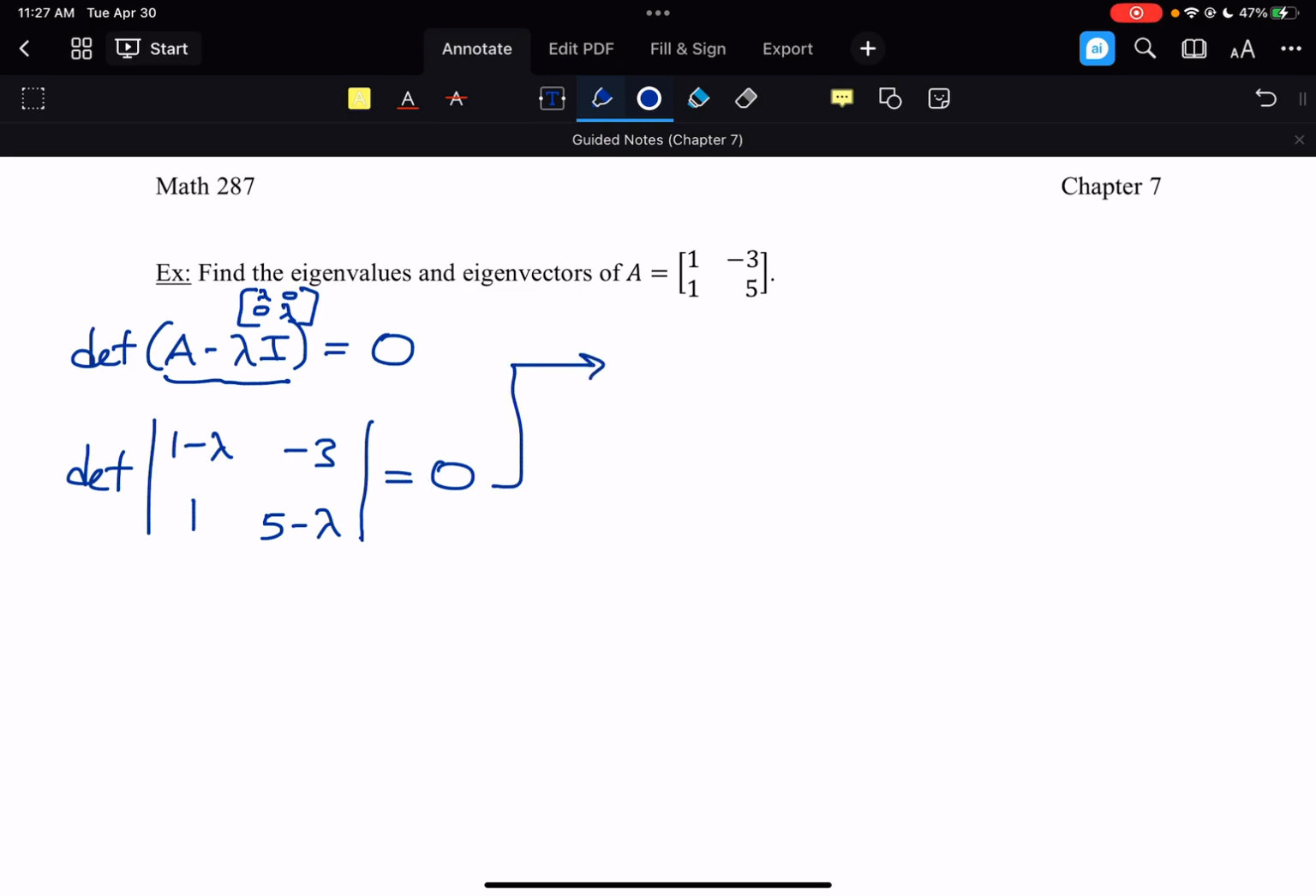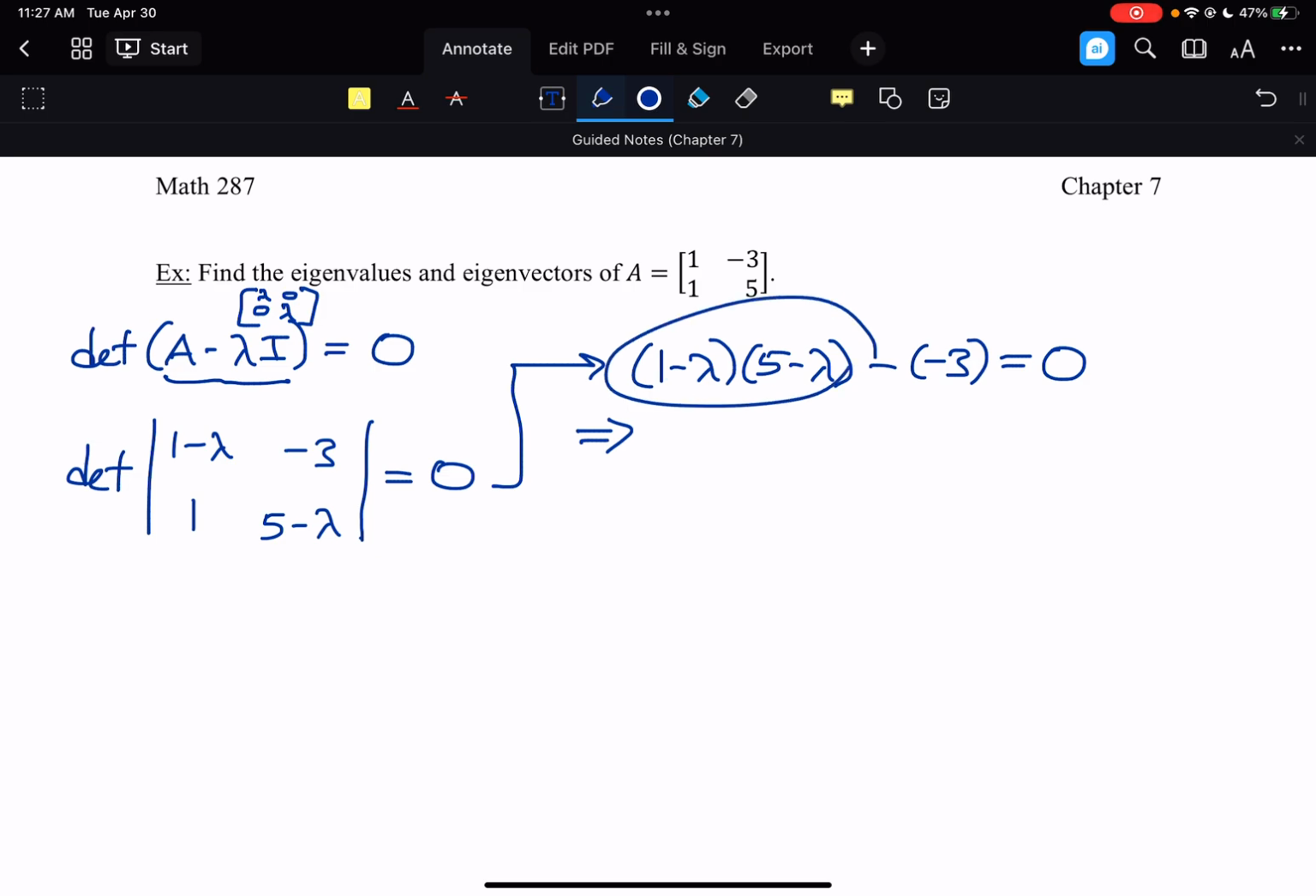Now we need to actually take the determinant. This is a 2 by 2, so we'll do AD minus BC. So that's going to be 1 minus lambda times 5 minus lambda minus 1 times -3 equals 0. And now we need to solve this for lambda. So basically we need to redistribute this so that we can combine this additional number and then try to refactor if possible. And again, this is pretty much how it's always going to go.